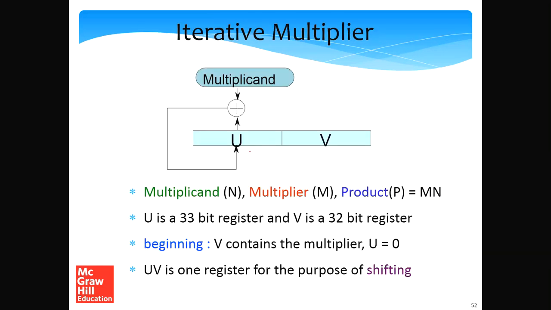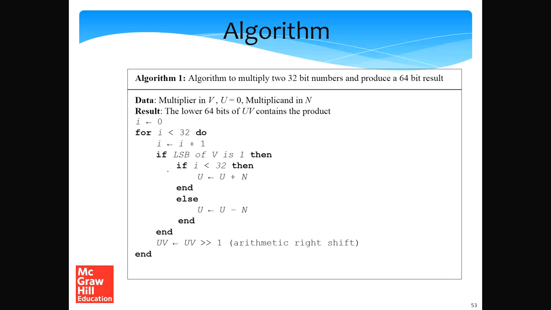So let's come back to the algorithm. In the algorithm, we run the loop for 32 times. For the first 31 times, this is what we do. We take a look at the least significant bit of V. If it is 0, we don't do anything, because in this case the partial sum is 0. However, if it is 1, we add it to the register U and we proceed. At the end of this if statement, we shift the UV combine one step to the right using an arithmetic right shift operation because we want to preserve the sign.